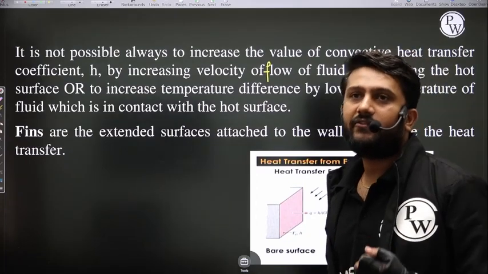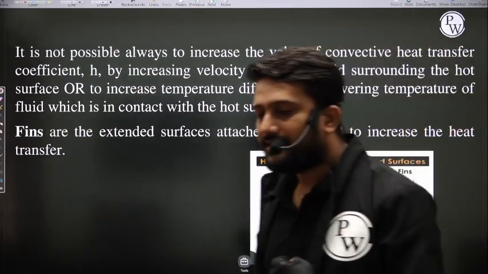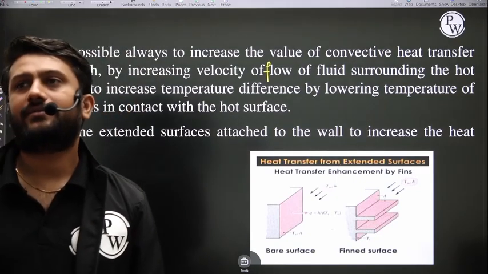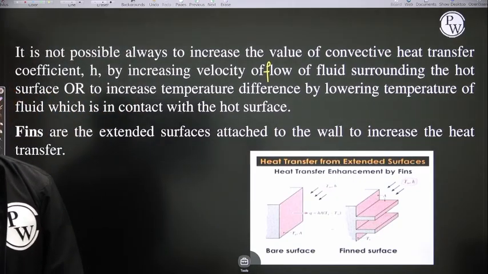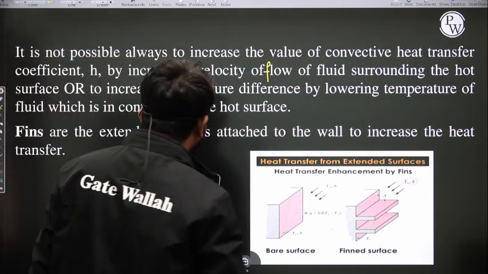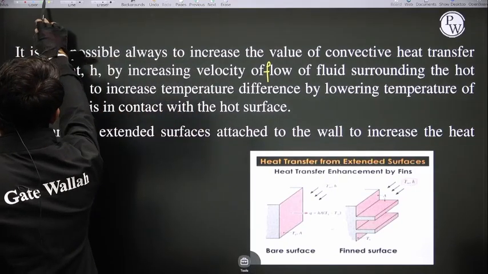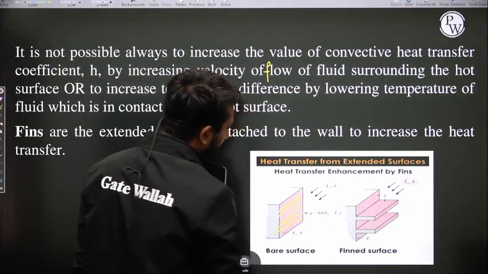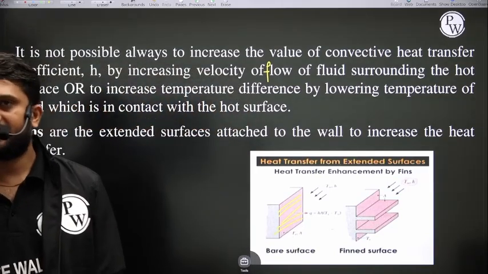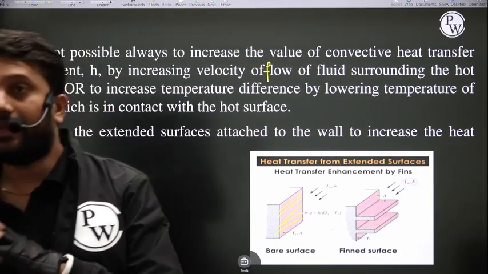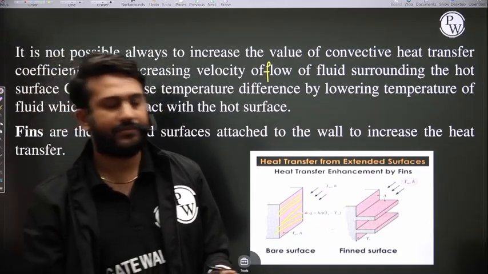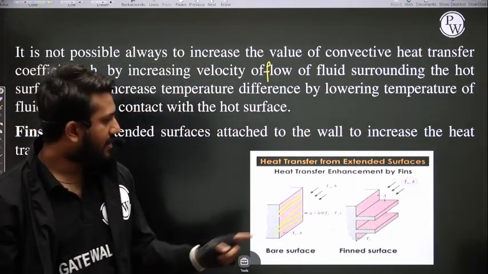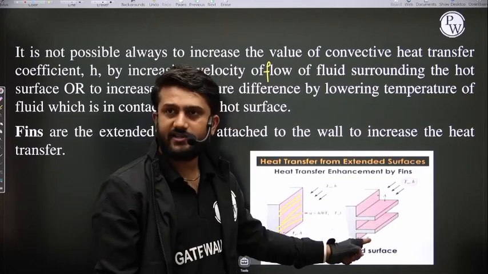What is the fin? Fins are the extended surfaces that are attached to the wall to increase the rate of heat transfer. If you see here in this diagram, this is the bare surface. Bare surface means at this surface no fins are provided. That is known as the bare surface. And this is the fin surface, because fins are provided.